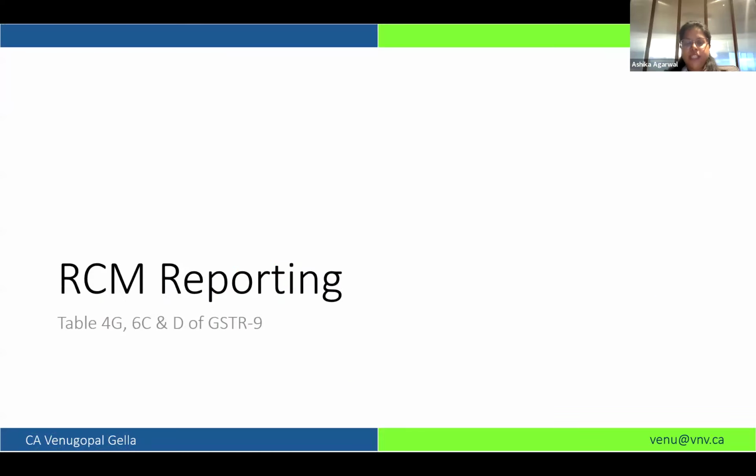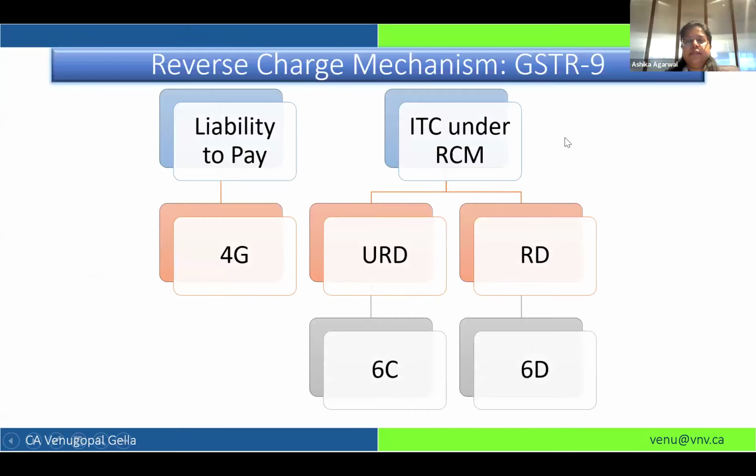Now coming to ITC and RCM reporting. For RCM, there are only 2 tables which deal with it, and it is only in GSTR 9. One is liability to pay tax, and one is the ITC which you claim under RCM. In 9C, it's only rate-wise reporting of RCM which you have to do. Meaning at what rate you have discharged the tax under RCM, you have to disclose in table 9 of GSTR 9C. Now, liability to pay, you will disclose in 4G.